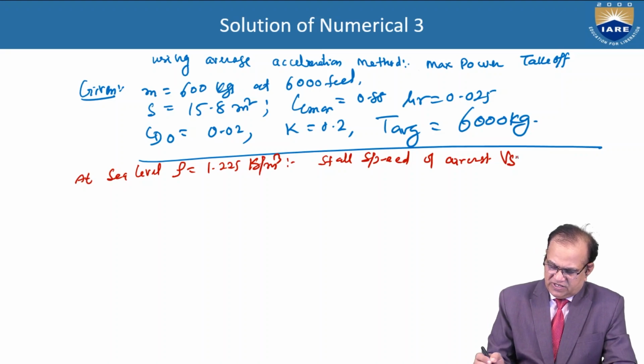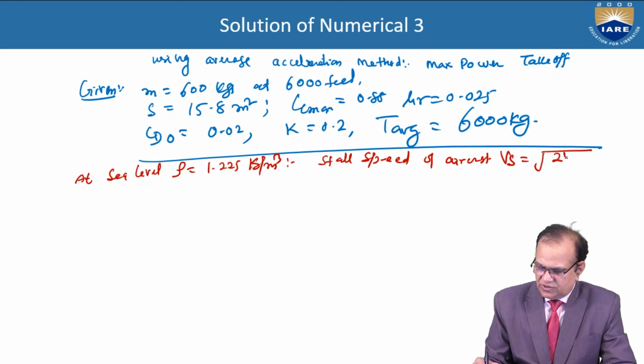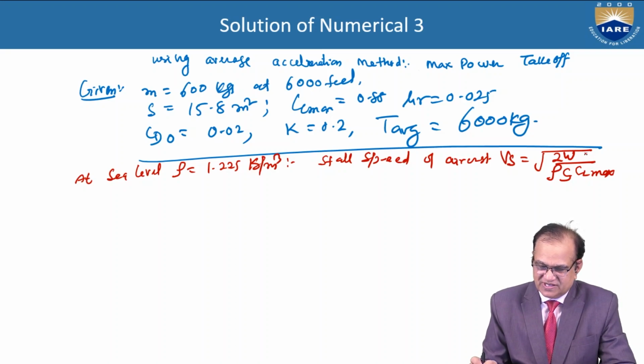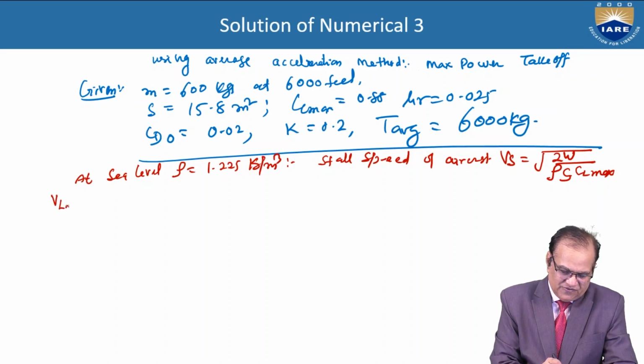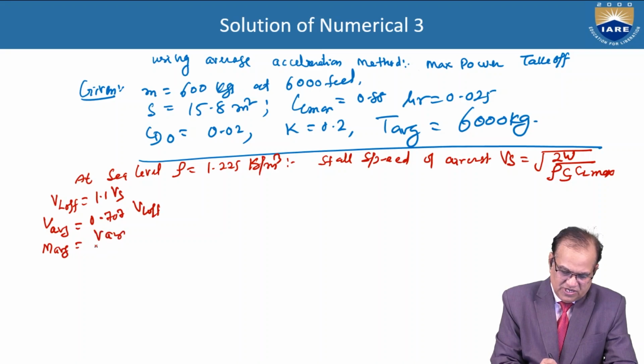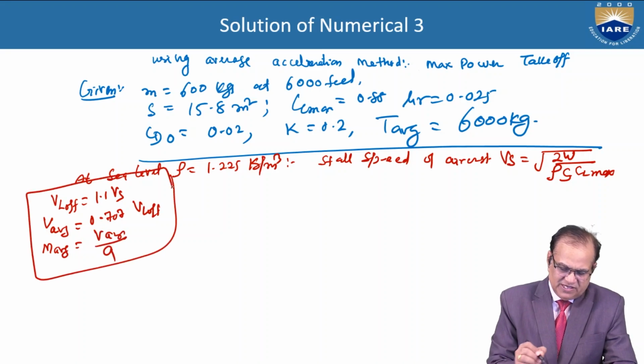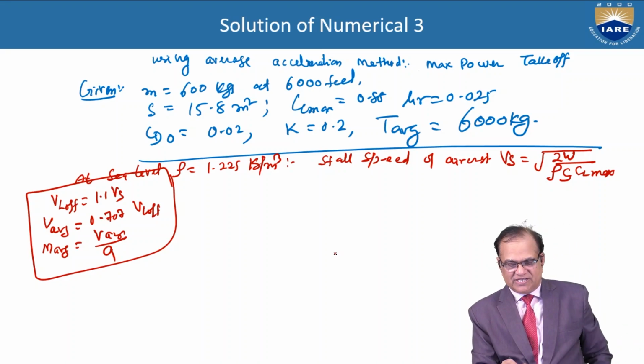So we know that this Vs is equal to under root 2W divided by rho S CL max. And if we see some relations, Vs and the V lift off: V lift off is equal to 1.1 Vs, V average is 0.707 V lift off, and Mach average is equal to V average divided by A. So these are some relations which we should understand and we should know.